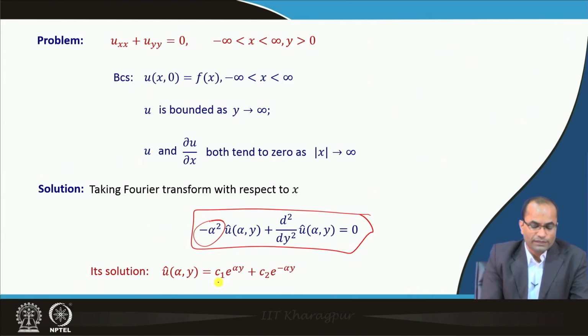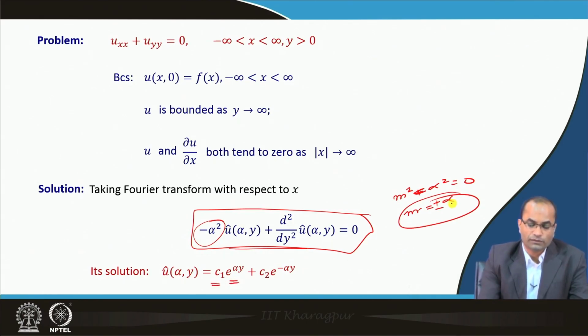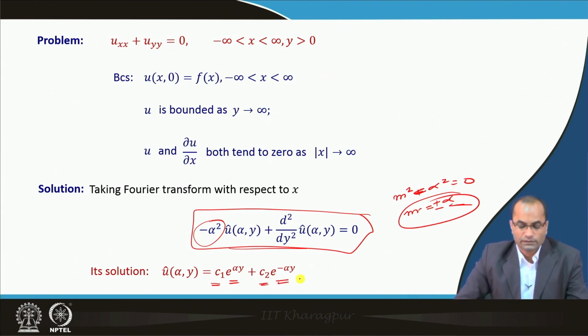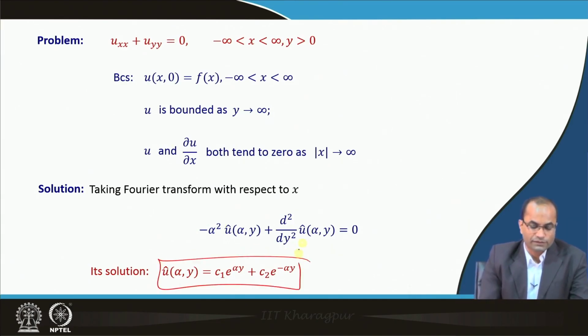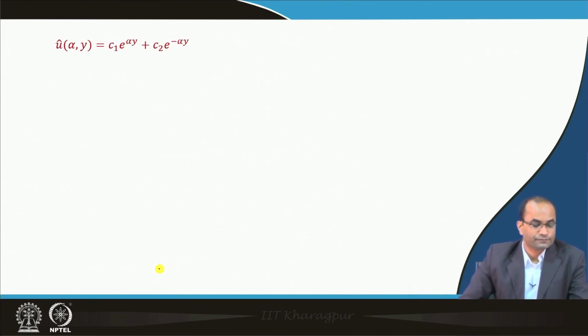So, we have this ordinary differential equation, which can easily be solved because it has constant coefficients. Its solution will be in terms of the exponential function. If we write the auxiliary equation, we have m square minus alpha square equal to 0. That means the roots m are plus minus alpha, and then we have the solution: some constant c1 e power alpha y plus c2 e power minus alpha y. This is the solution of the given differential equation, in terms of u hat naturally.